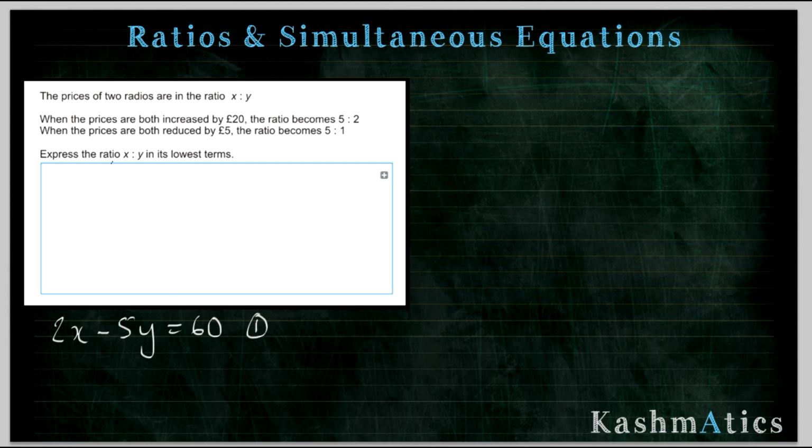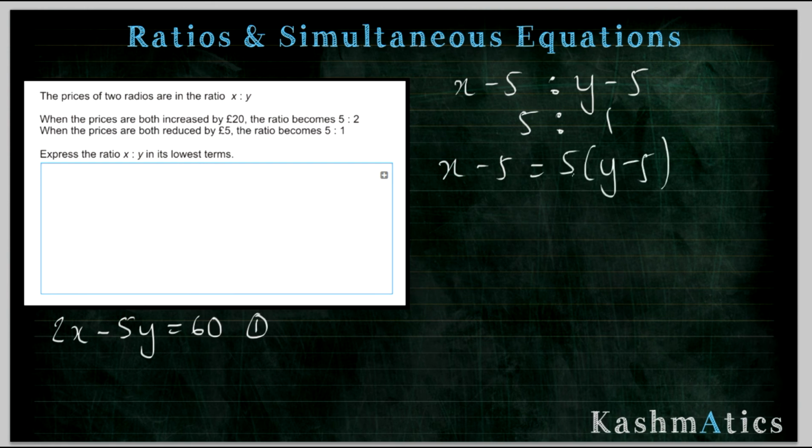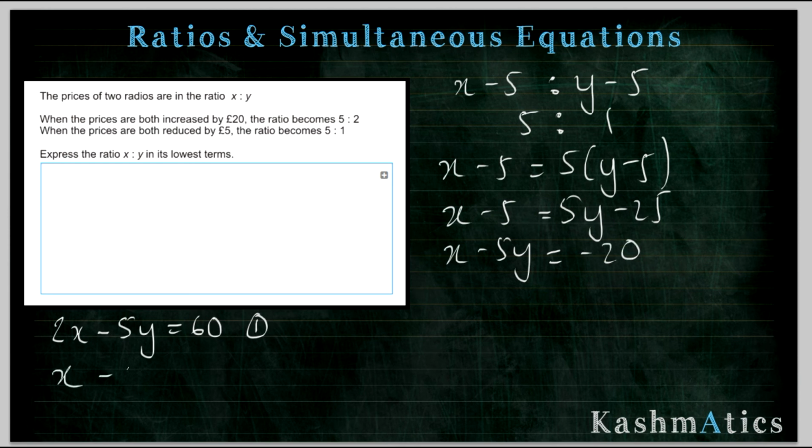Let's have a look at what the next bit says. When they're reduced by £5, the ratio becomes 5 to 1. So x take away 5 and y take away 5, and the ratio there is 5 to 1. So x minus 5 is equal to 5 times y minus 5. Let's expand and simplify just like before. x take away 5 equals 5y take away 25. Let's move things around to make it the same as this. If I take 5y off both sides, that becomes x take away 5y. And if I add 5 to both sides, that becomes minus 20. So that's my second equation: x minus 5y equals minus 20.